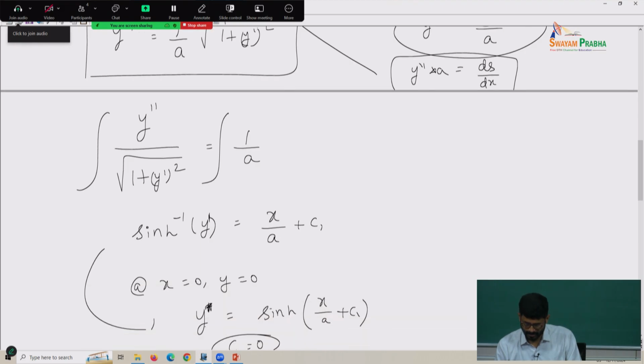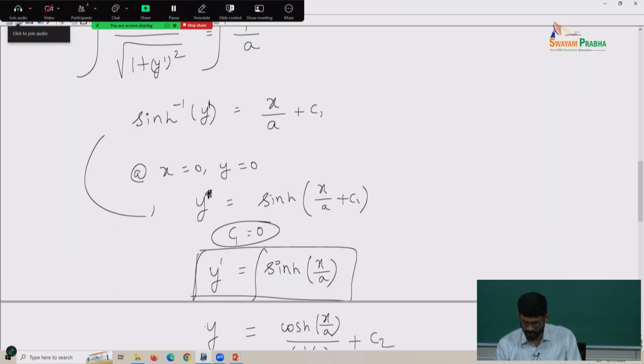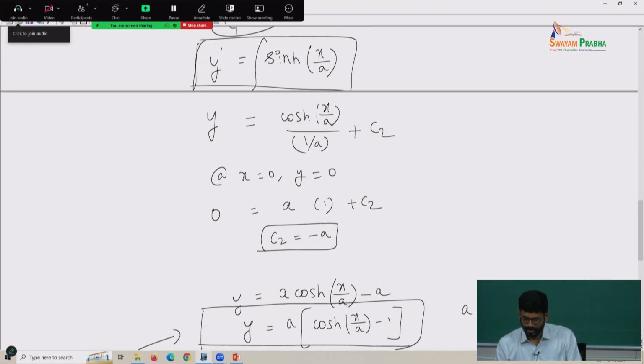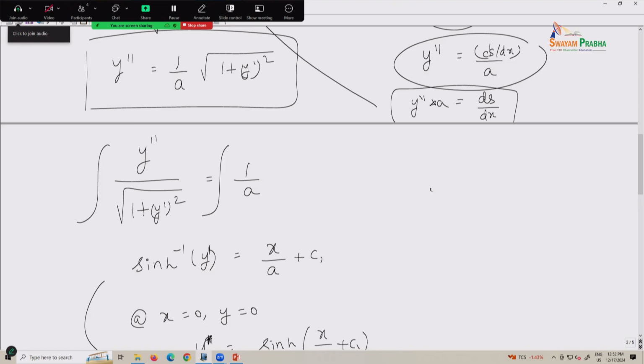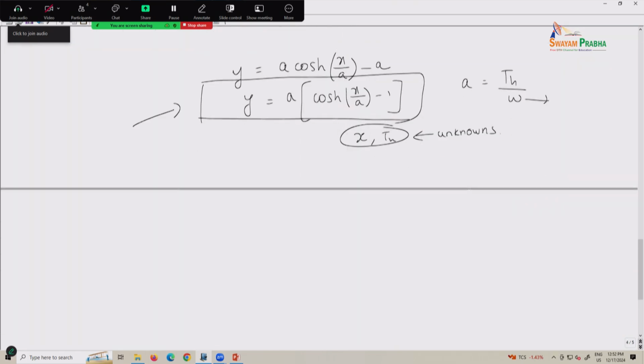For y dash, where is it? Y dash is equal to sine hyperbolic, right? Okay. So y dash, we will write it at the bottom only. Now we are looking for some expression for S basically, right?